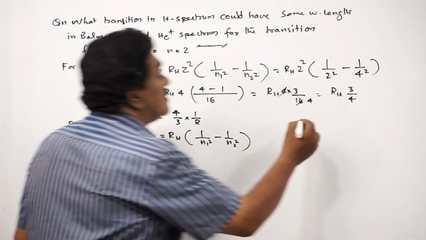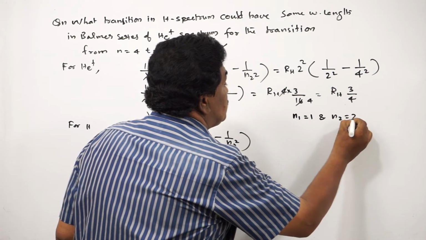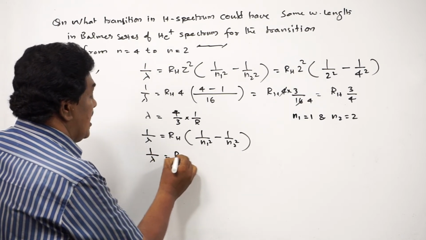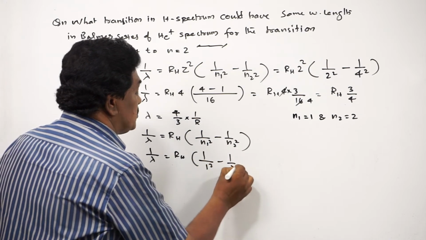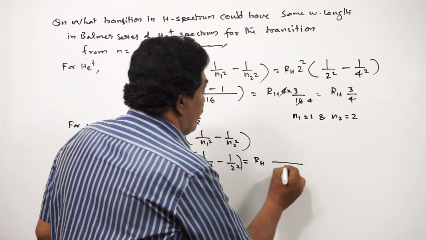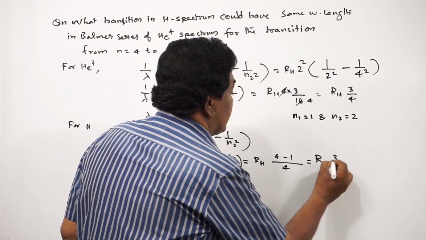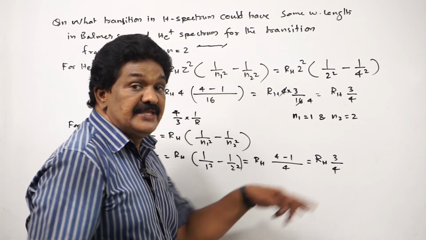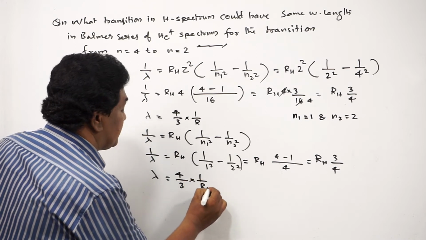Let us check. Suppose N1 is equal to 1 and N2 is equal to 2. Substituting here, 1 by lambda is equal to R_H into 1 by 1 square minus 1 by 2 square, that is equal to R_H into, this is 4 minus 1, that is equal to R_H into 3 by 4. Therefore, lambda is equal to reciprocal of this, that is 4 by 3 into 1 by R_H.